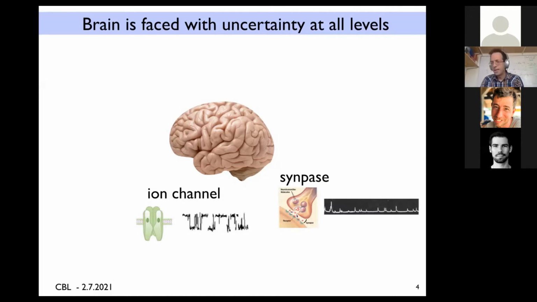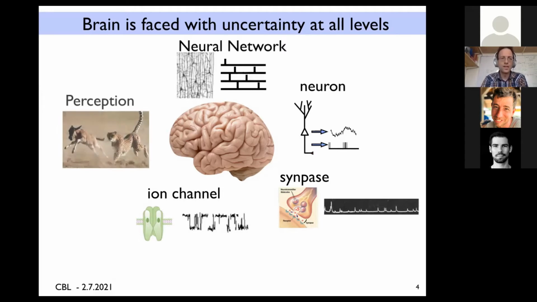Synapses are also stochastic transmission units with significant transmission failures. Neurons are stochastic spike generation units. The conversion from analog to digital is also very stochastic. Neural networks are stochastic. And even at the behavioral level or the perceptual level, the brain is faced with a lot of ambiguities.